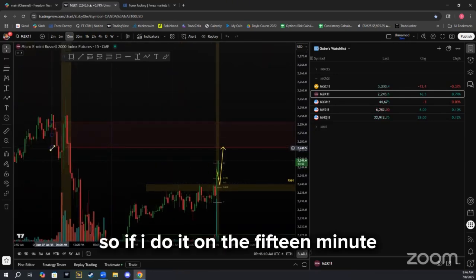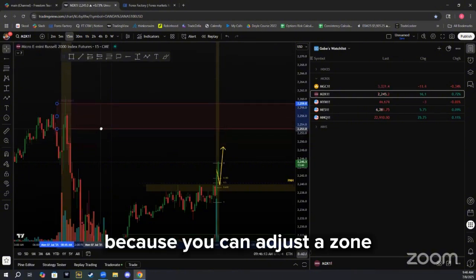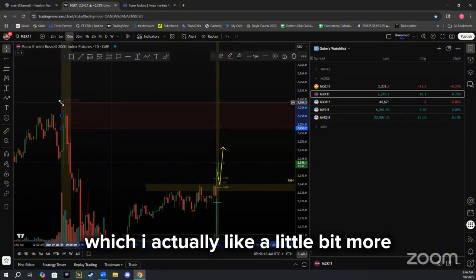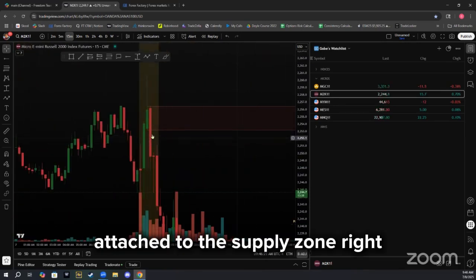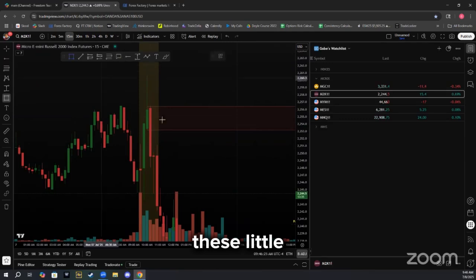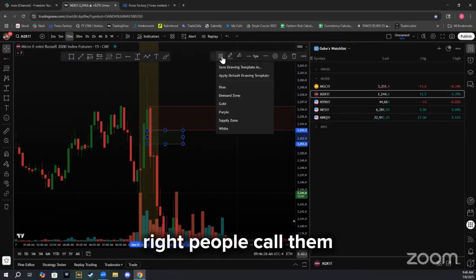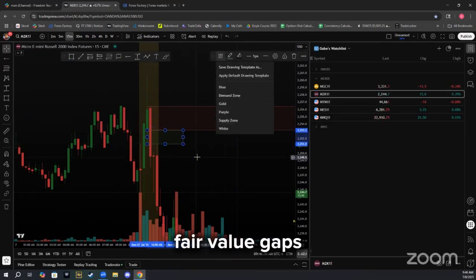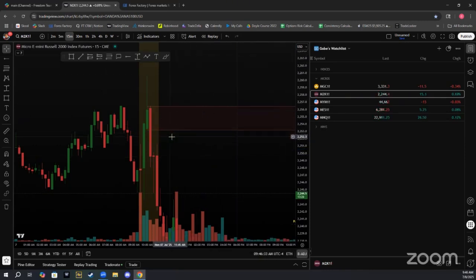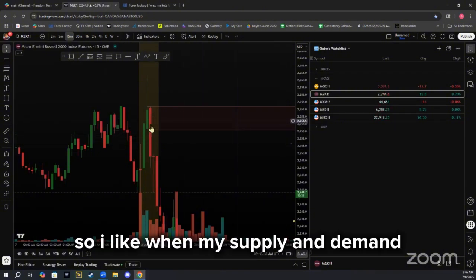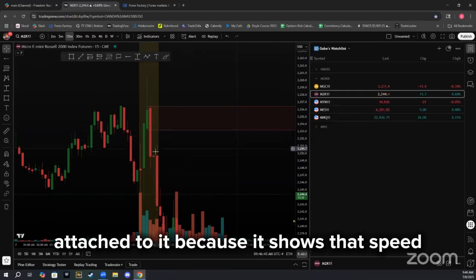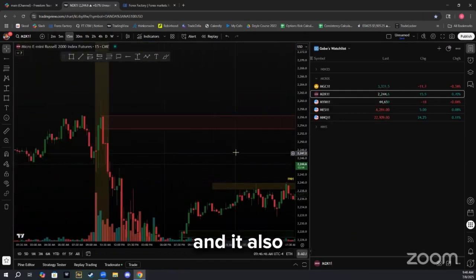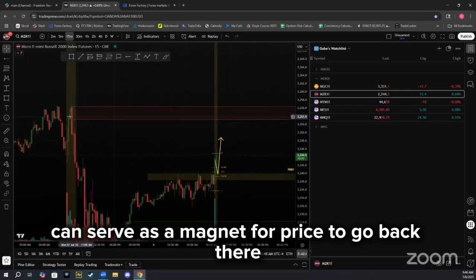So if I do it on the 15-minute, we do have a bit more room because you can adjust a zone like this, which I actually like a little bit more because there's this little imbalance attached to the supply zone, right? When there are these little gap areas, people call them different things, imbalances, fair value gaps, whatever, the market does like to fill those zones, or at least test those areas. So I like when my supply and demand has this little gap attached to it because it shows that speed coming out of that area. And it also can serve as a magnet for price to go back there.